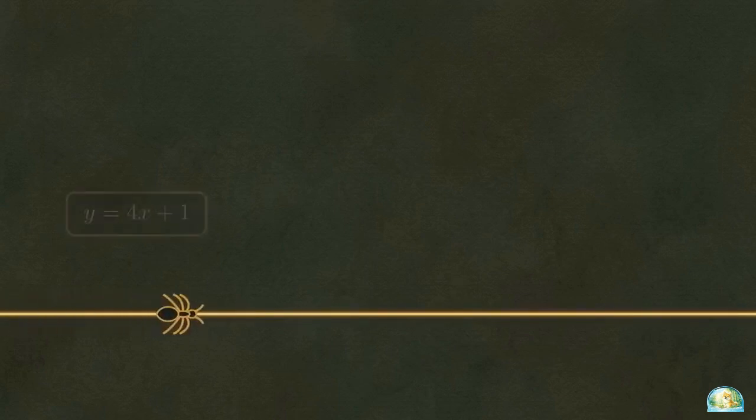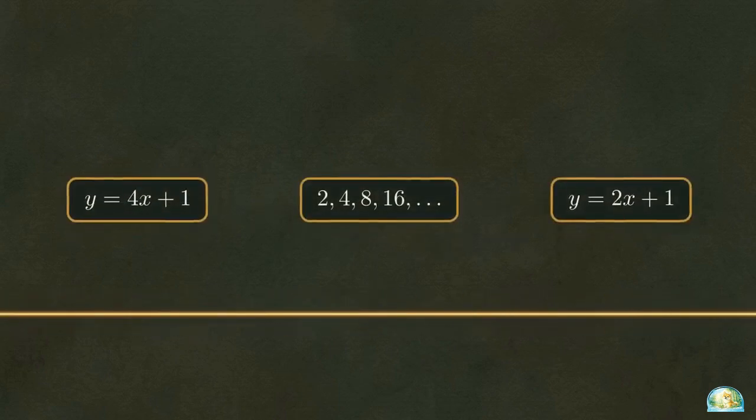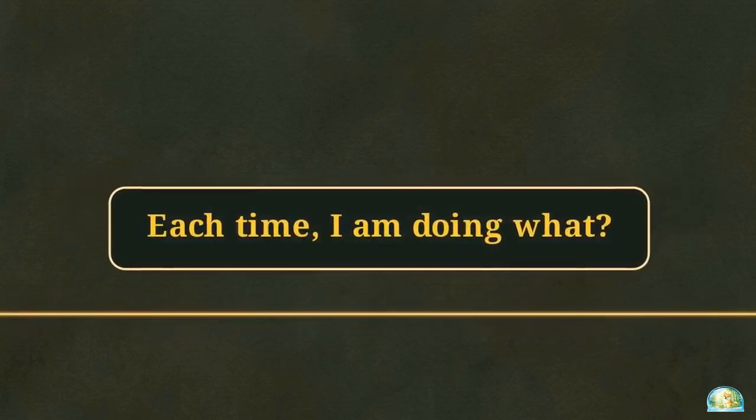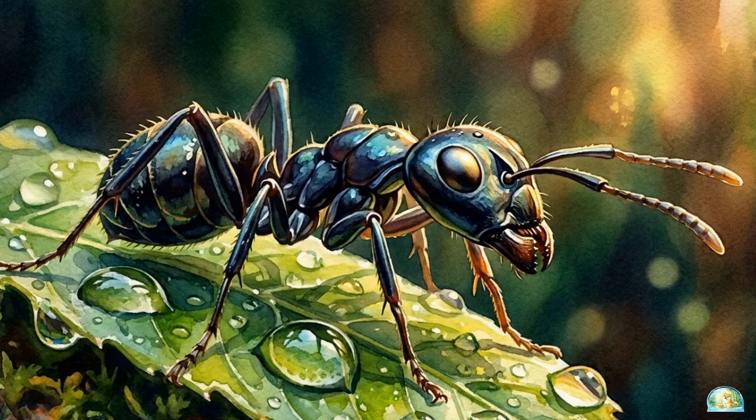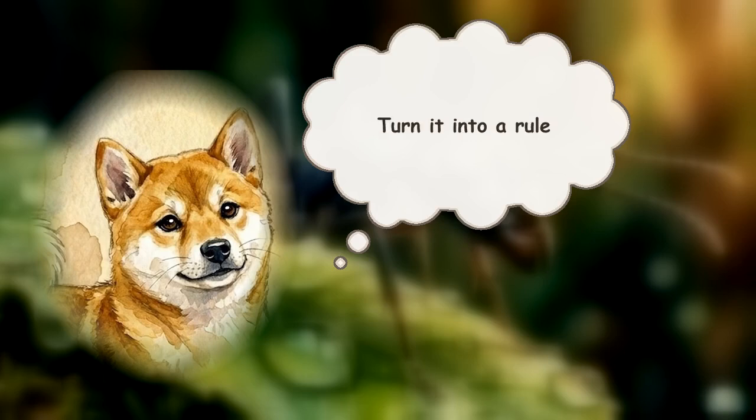Here is a tool you can use for any new sequence. Just ask yourself, each time I am doing what? Pinpointing exactly how those values change, whether through adding, multiplying, or rising, lets you construct a formula that covers every step of the sequence. So the next time you face a string of calculations, look closer. What repeats in these steps? Spot the repetition. Turn it into a rule. Reason once, use often.